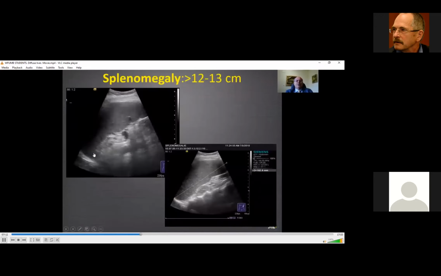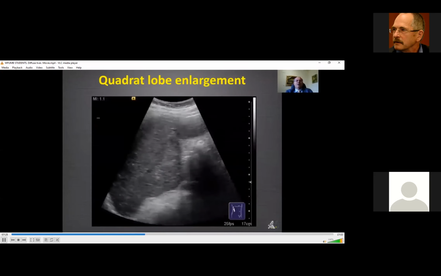We have here splenomegaly in these two situations. A normal spleen is 12-13 centimeters, and more than this means splenomegaly, and ultrasound is very good for this measurement. We have the caudate lobe enlargement here. This is the enlarged caudate lobe.